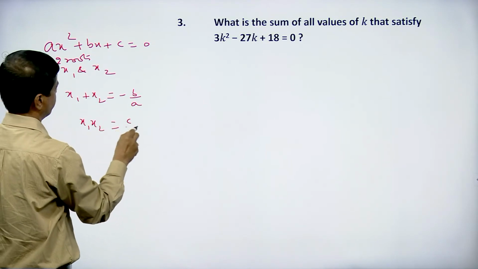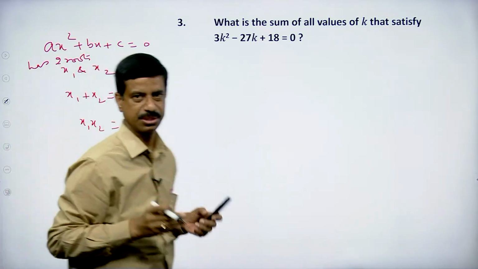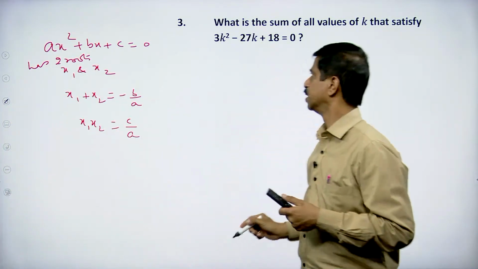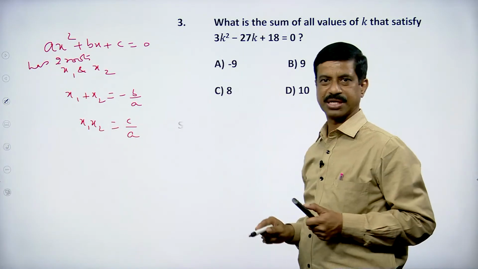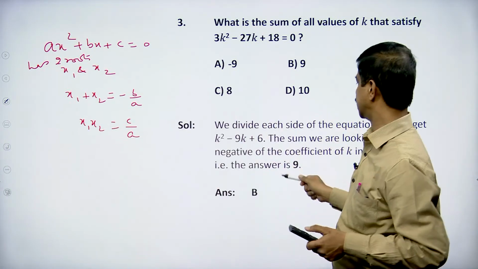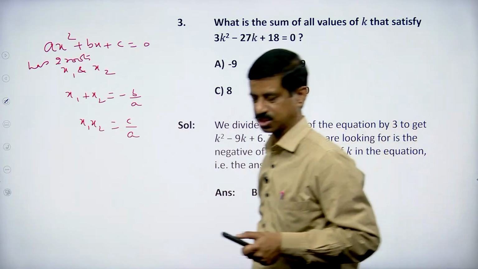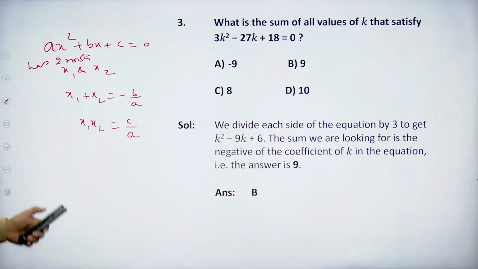These are all theories we have done. There is nothing new in this. So, same, just we are applying now. So, what is sum of roots here? Minus of minus 27 by 3. So, that is 27 by 3, that is equal to 9. Please note it fast, quick. I have given the logic here.